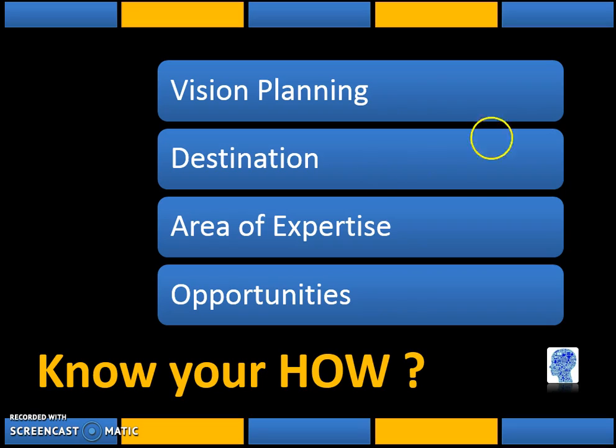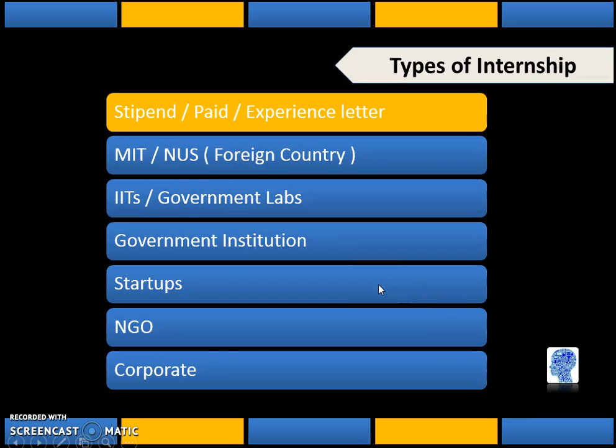Area of expertise: you should mention which domain you want to work in. Like I worked in nanoelectronics and hydrogen storage. These are the two areas I worked on. And you should know about the opportunities to look for.